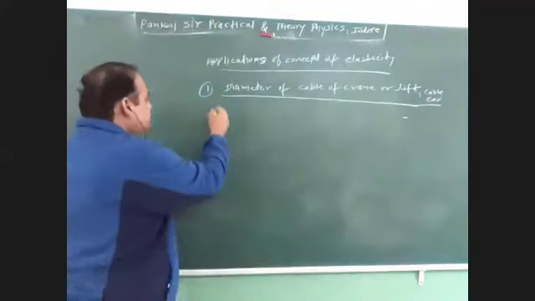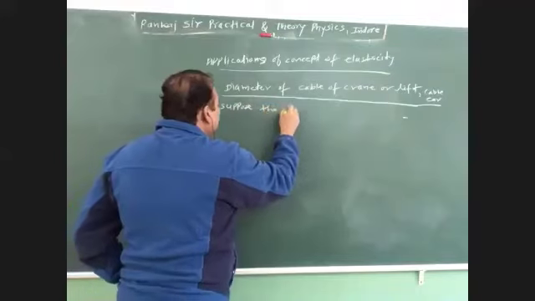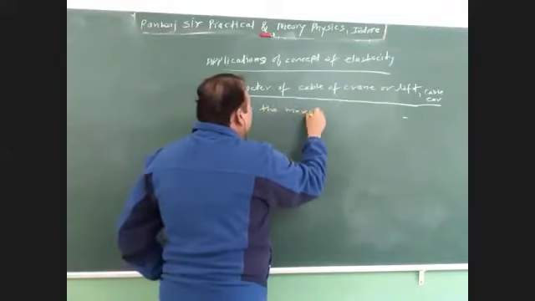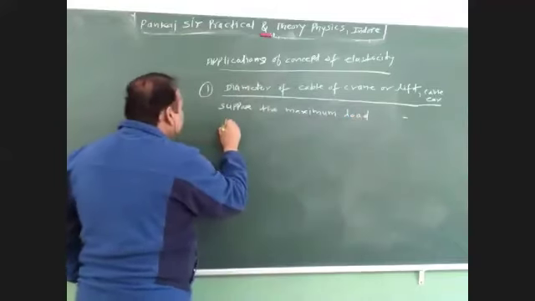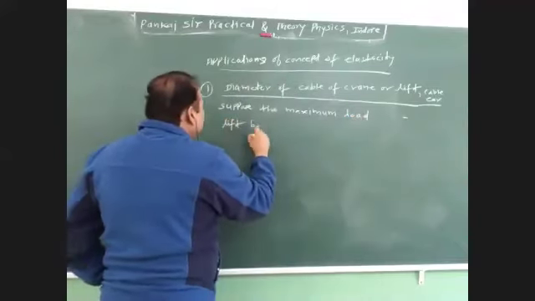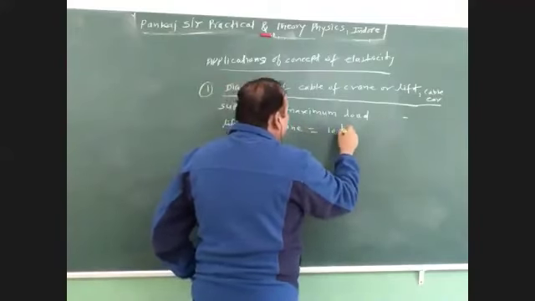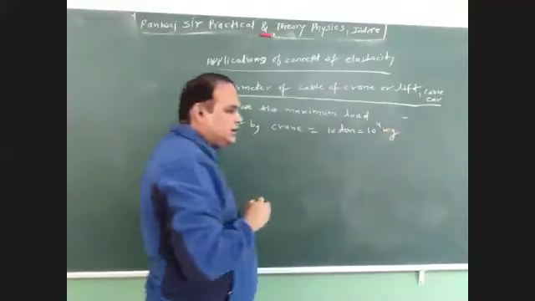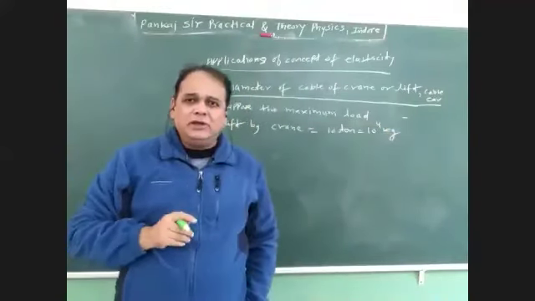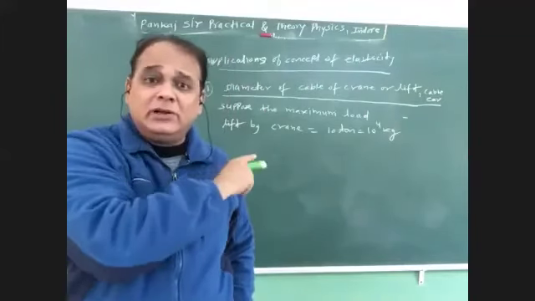Suppose the maximum weight or the maximum load lifted by a crane is 10 ton. 10 ton means suppose 10 to the power 4 kg. It means we need a wire which can withstand the load of 10 to the power 4 kg.